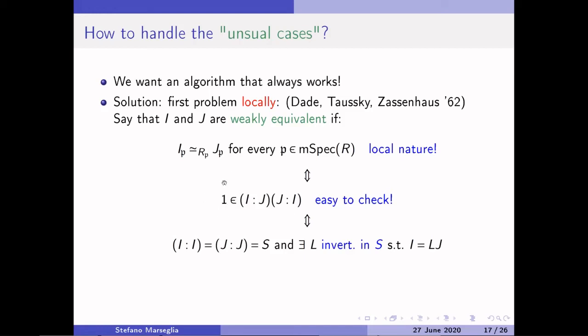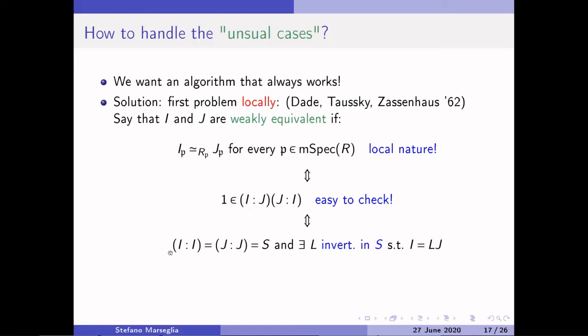The second one is my favorite one because it's very easy to implement, and it also tells us that weak equivalence is a very easy thing to test. We can easily compute colon ideals, as I said, in polynomial time. Products as well can be done in polynomial time, and inclusion again is very easy to test when you have matrices inside a number field. So weak equivalence is very computationally friendly, very easy to check.